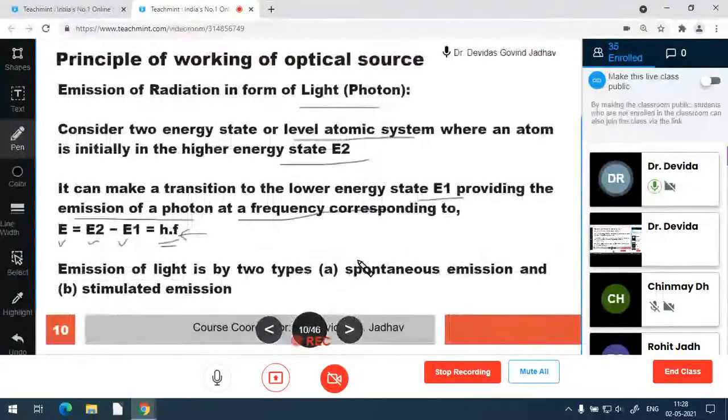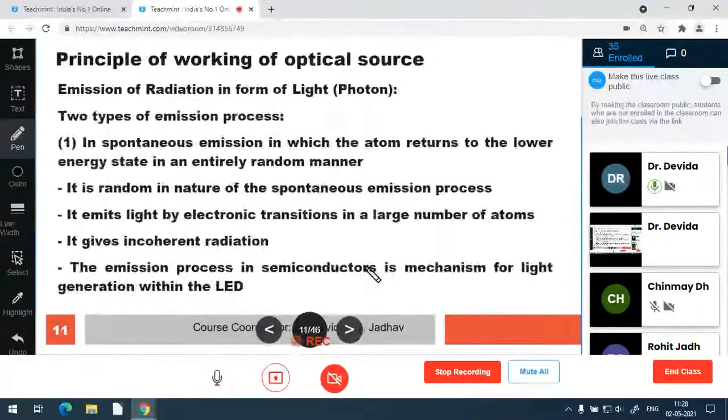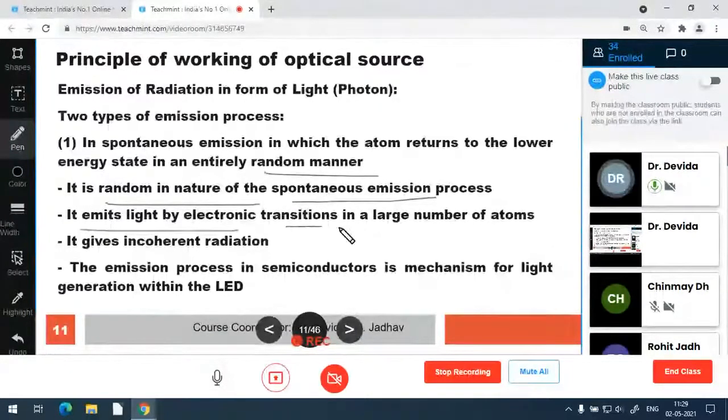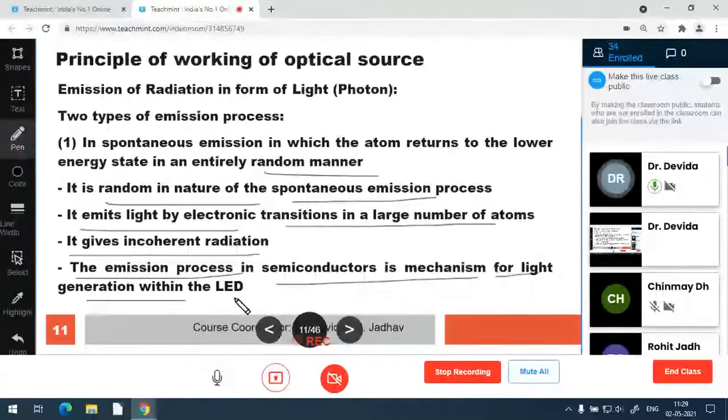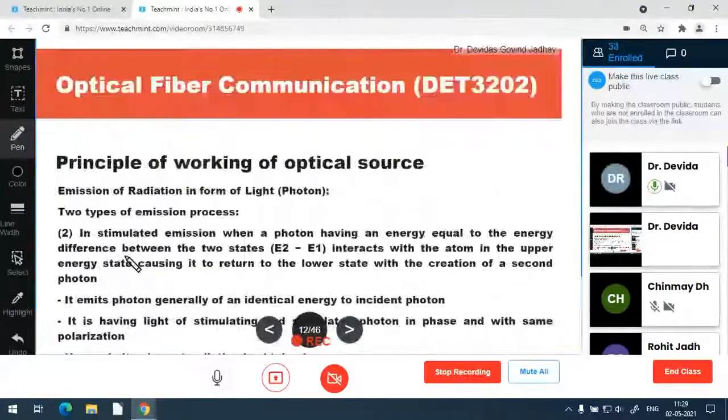Two types of emission are there: one is spontaneous and another is stimulated emission. First is spontaneous emission, in which the atom returns to the lower energy state in an entirely random manner. So it is random in nature, and it emits light by electronic transition in a large number of atoms. It gives incoherent radiation. The emission process in the semiconductor is the mechanism for light generation within the LED.